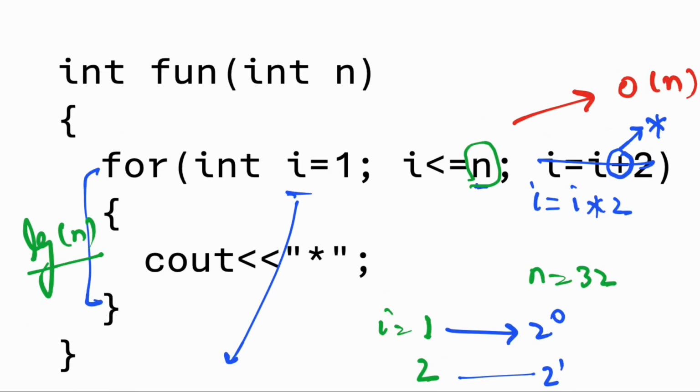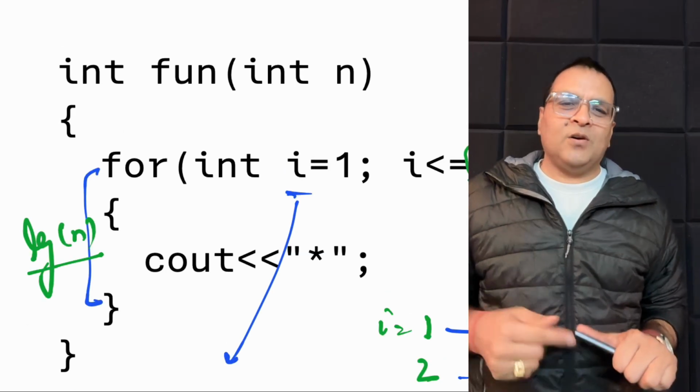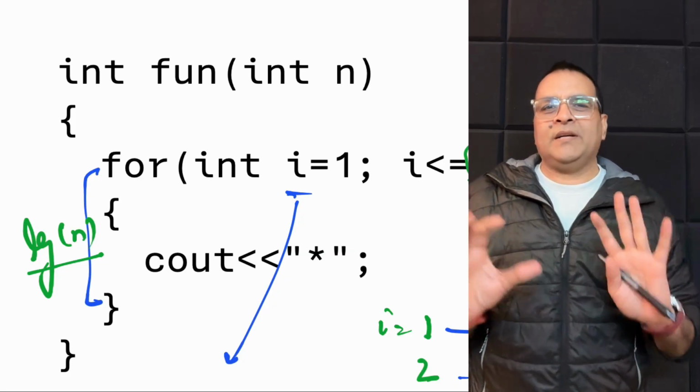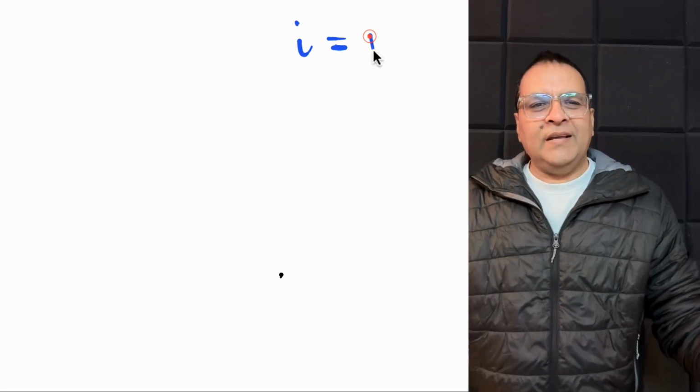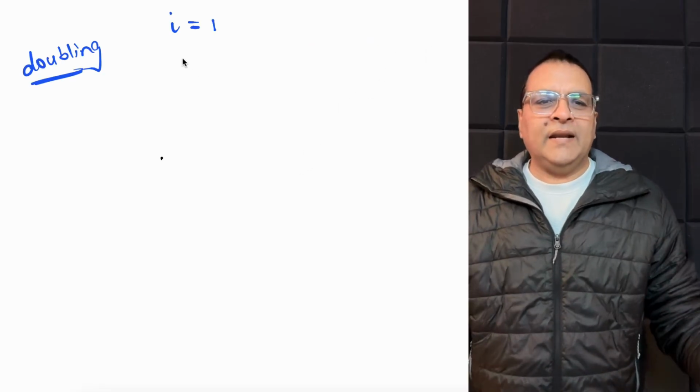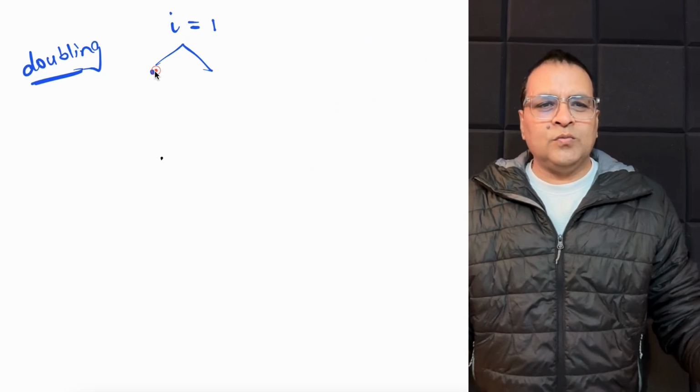I hope you are able to understand, but let us try to revise this concept so that we are able to understand the relationship between exponential and logarithmic time complexities. If the value of variable i is equal to 1 and i is doubling itself, then after the second iteration i will be 2.